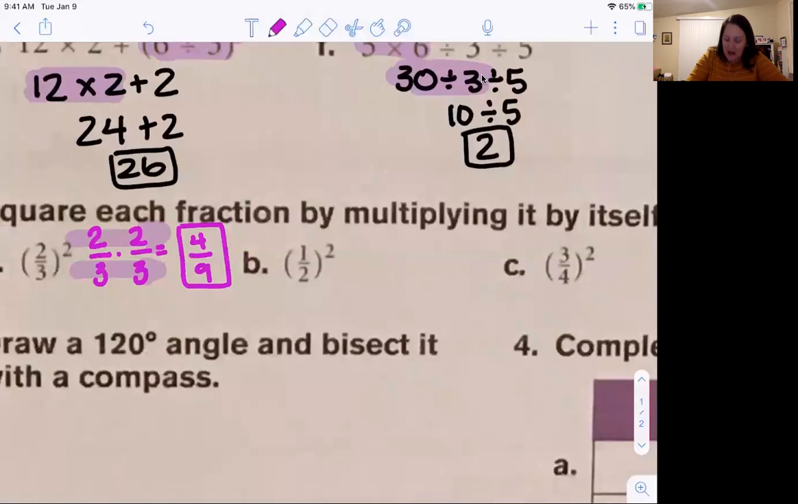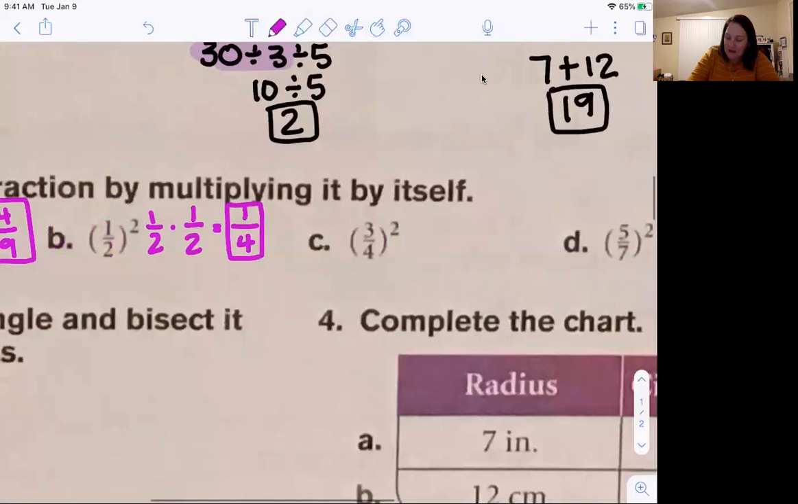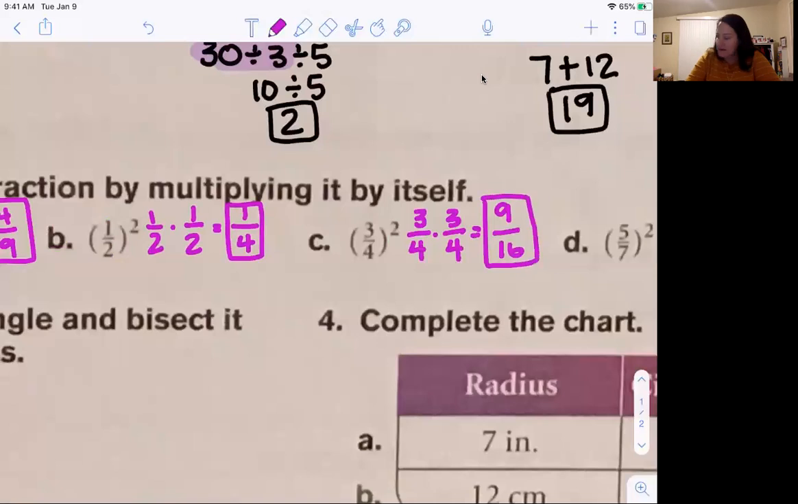Okay, let's look at B. I have 1/2 times 1/2. 1 times 1 is not 2, it is 1, and 2 times 2 is 4. So 1/2 squared is 1/4. Letter C, 3/4 times 3/4. Well, 3 times 3 is 9, and 4 times 4 is 16. So 3/4 squared is 9/16. Okay, pause, do D and E, and come back and check.